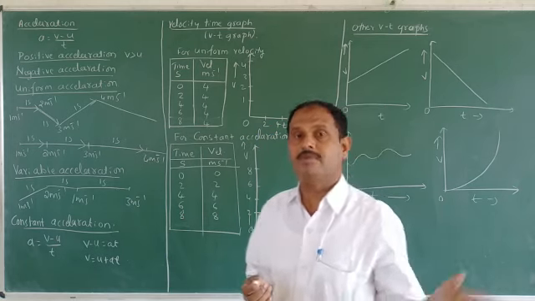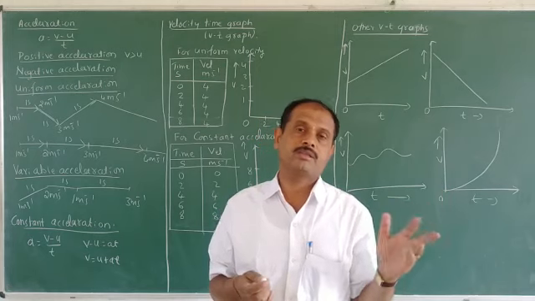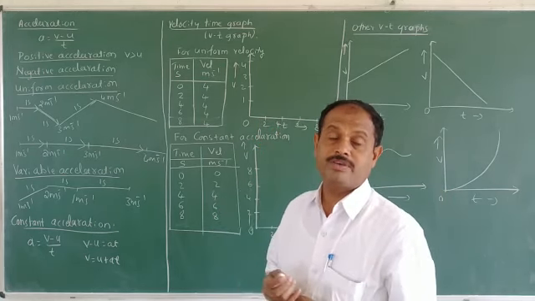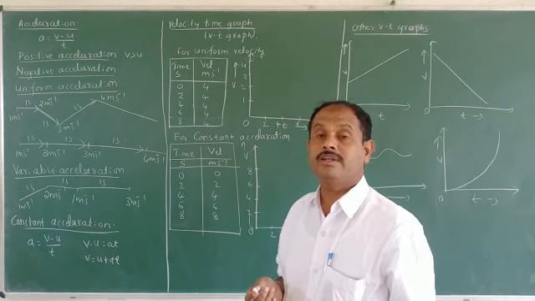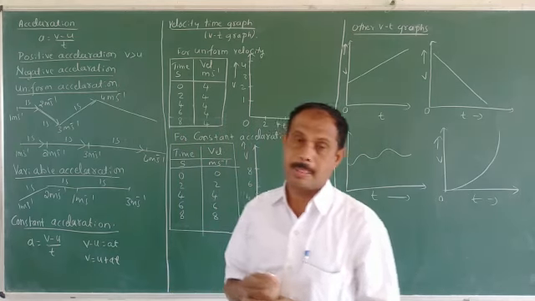If the velocity of the particle decreases, then there will be negative acceleration. So how do we define it? The rate of decrease in the velocity of the particle is called negative acceleration.